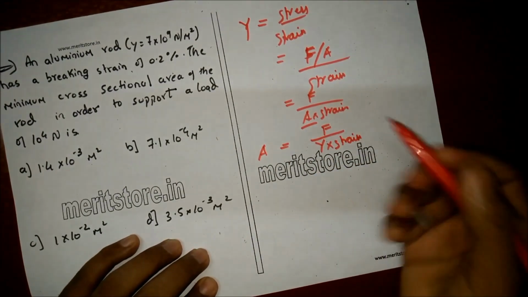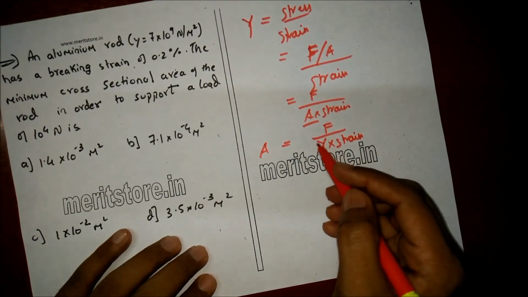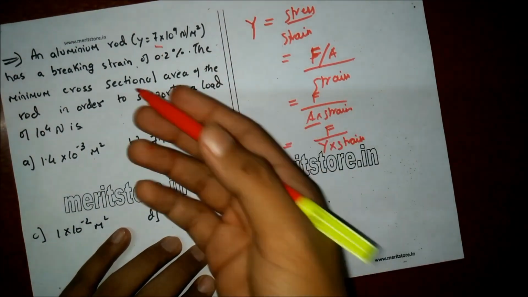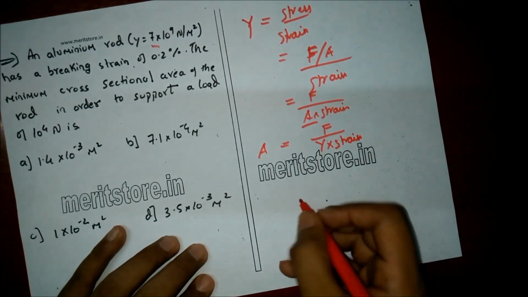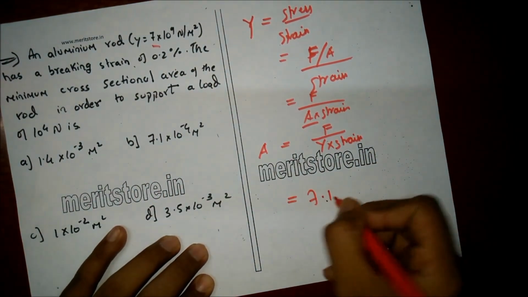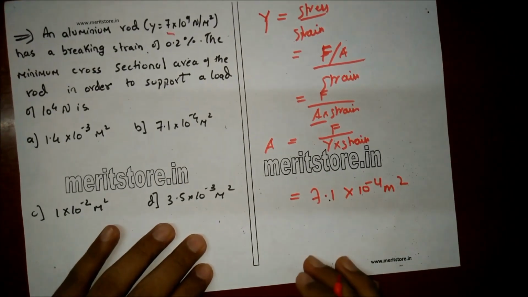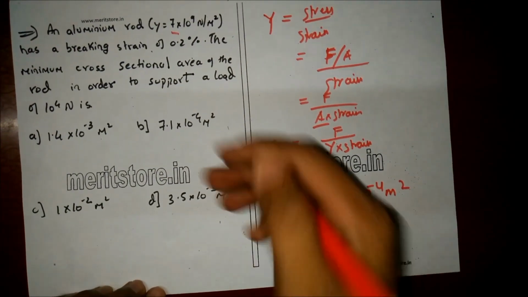We know the value of F, which is 10 raised to 4. We know the value of the Young's modulus, and we know the value of the strain which is given. On substituting the values, we get the answer as 7.1 × 10 raised to minus 4 meter square. Therefore, the correct answer will be option B.